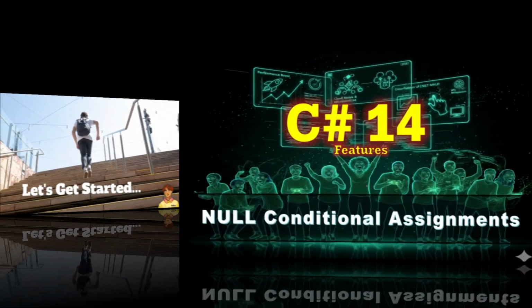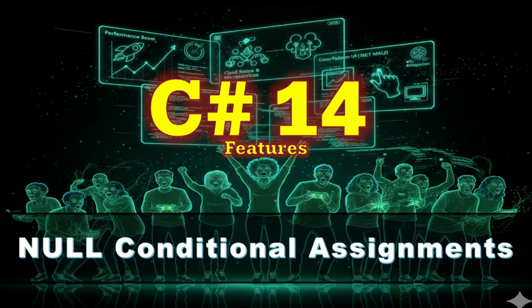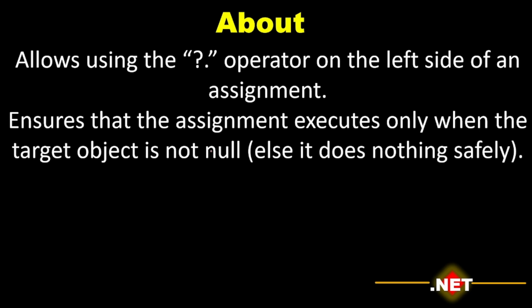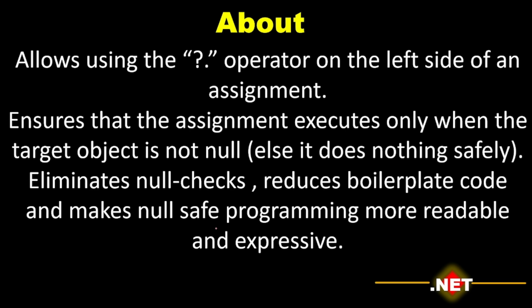Alright, let's get started. So let's go and explore the null conditional assignment feature in C# 14. The null conditional operator, represented by the question mark dot operator, is allowed in C# 14 to be written on the left side of an assignment. What is this left side of assignment? We will explain it very soon. This ensures that the assignment executes only when the target object is not null, else it does nothing. Hence, it actually provides safety. This eliminates null checks, reduces boilerplate code, and makes null-safe programming more readable and expressive.